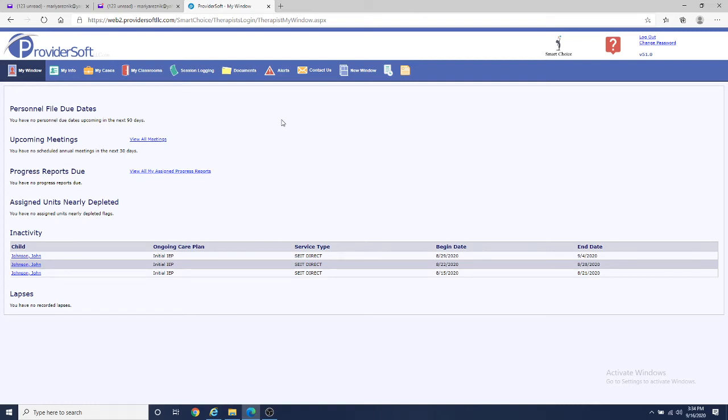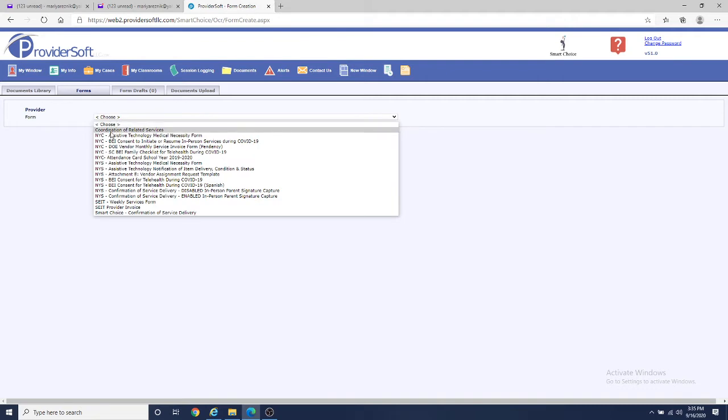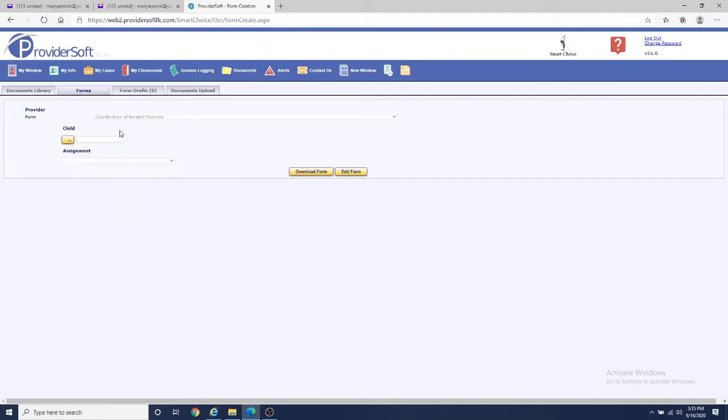We are back, and this time we're going to create another form. It's going to be called Coordination of Related Services. So to create this form, you're going to go into Documents, you're going to go into Forms, you're going to go into Provider, you're going to find the name of the form, Coordination of Related Services.